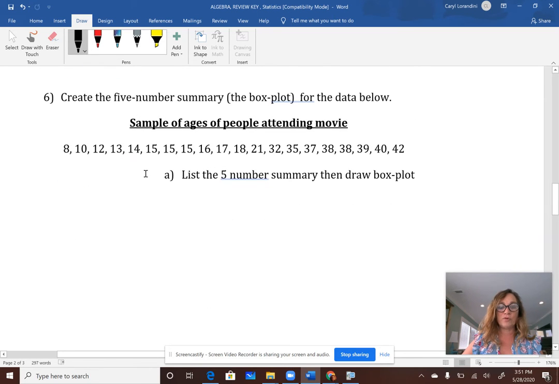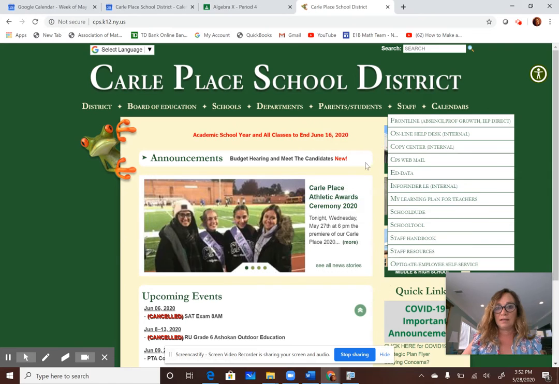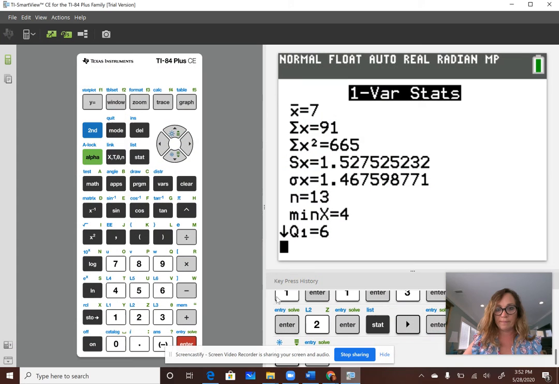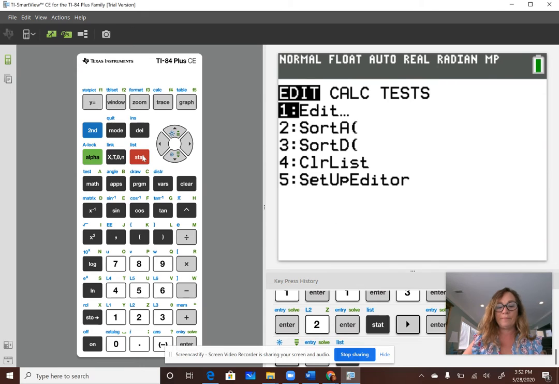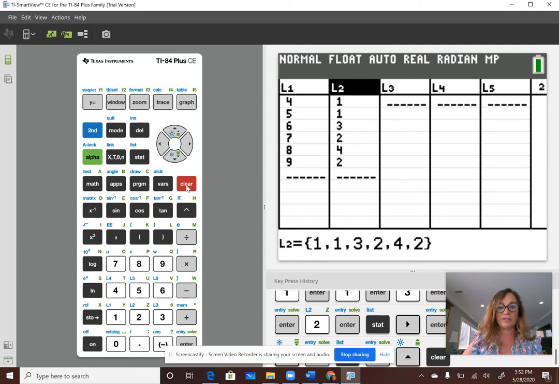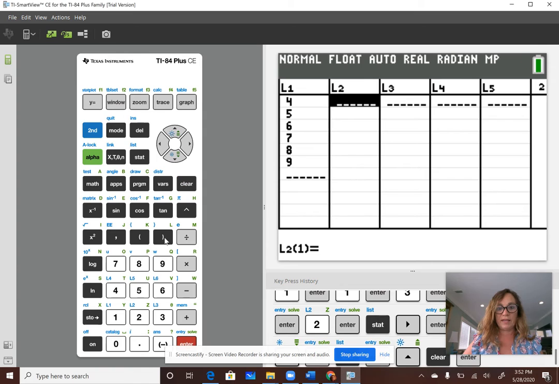All right. Number 6, create the 5-number summary, the box plot for the data below. List the 5-number summary and draw the box plot, sorry. Okay, so notice I was up here doing some schoolwork before. All right, so I have to enter this data. So it's stat, enter, and I just go up to the header to clear the lists. I find that easier if you hit clear and then enter. Okay, you can also just type over things.